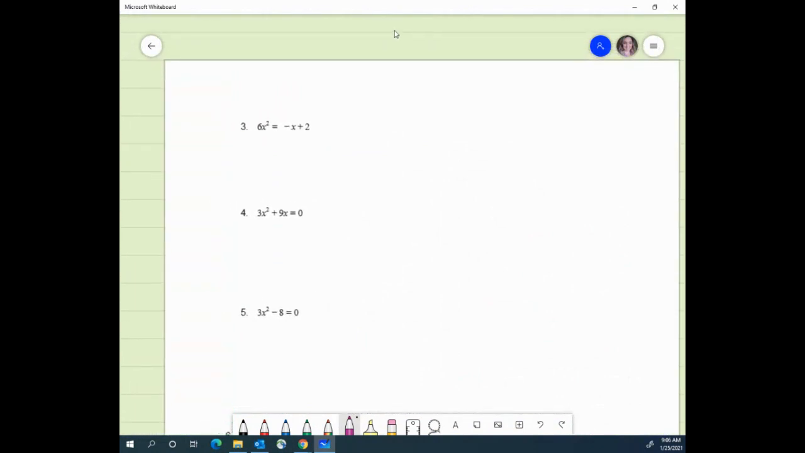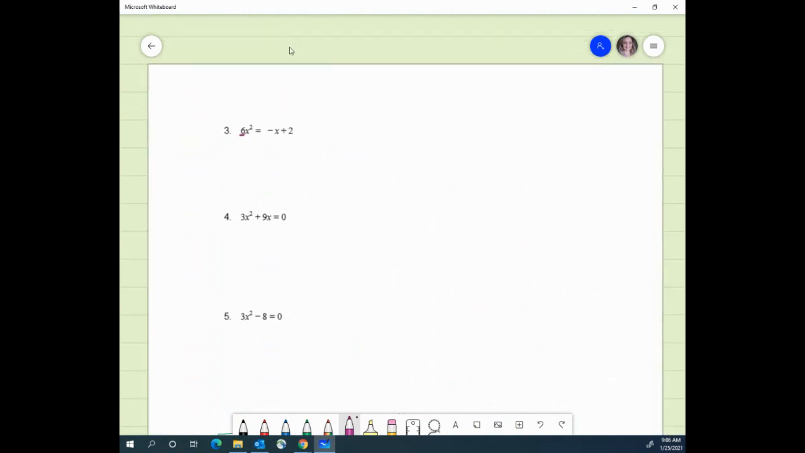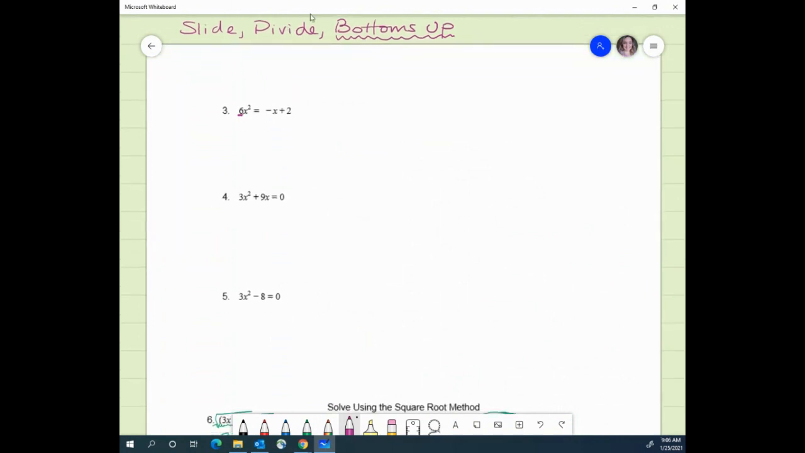All right, so number 1 and number 2 were when a, or that coefficient of x, was 1. So now let's look at some where that is greater than 1. So we have to do a different process. And it has kind of a cutesy name, sorry, but it does. It's called slide, divide, bottoms up. And the bottoms up part is sometimes optional, okay? And you'll see why.